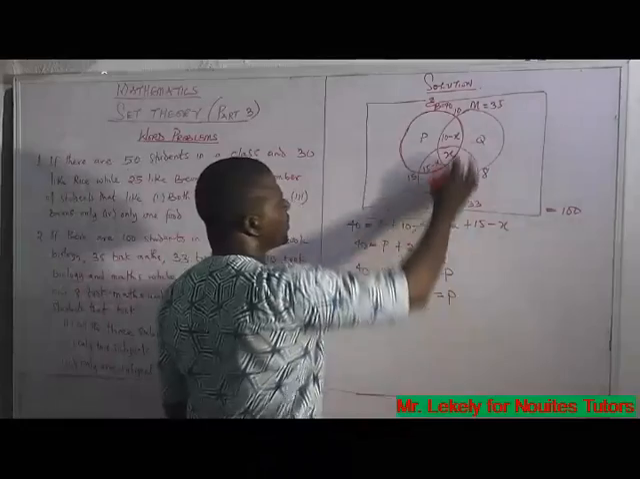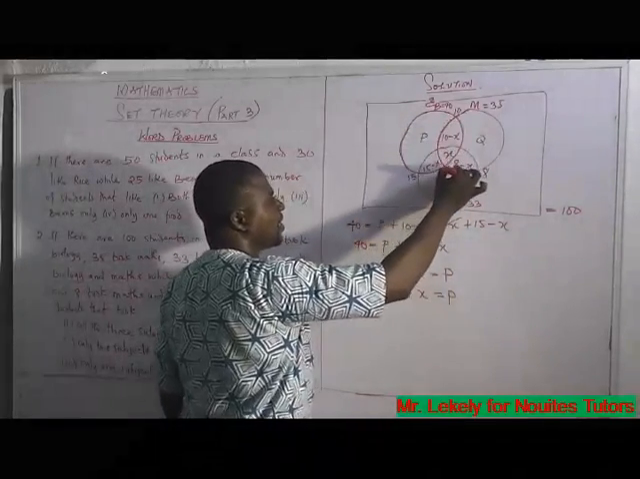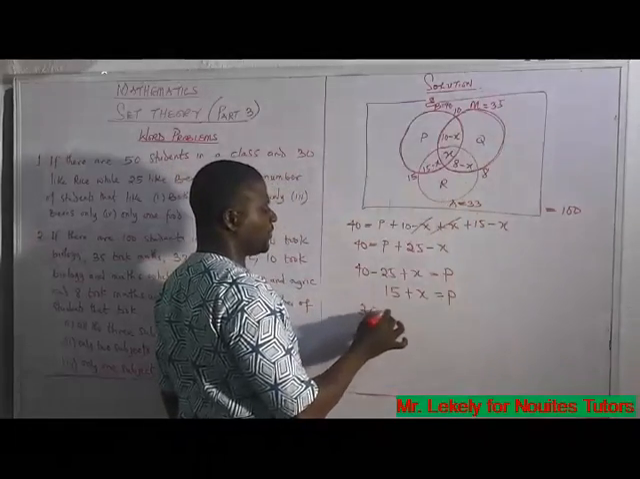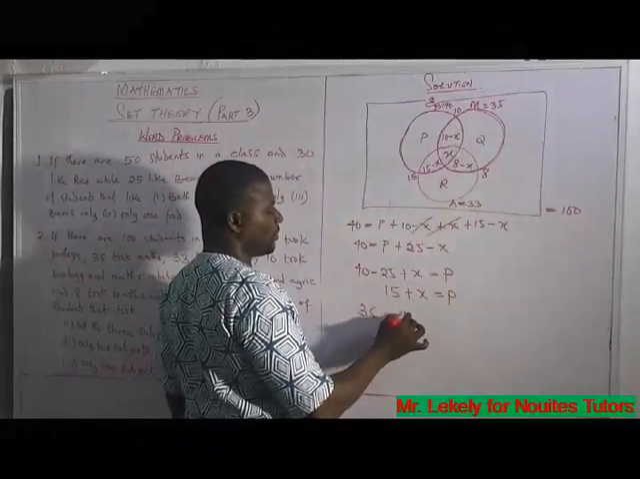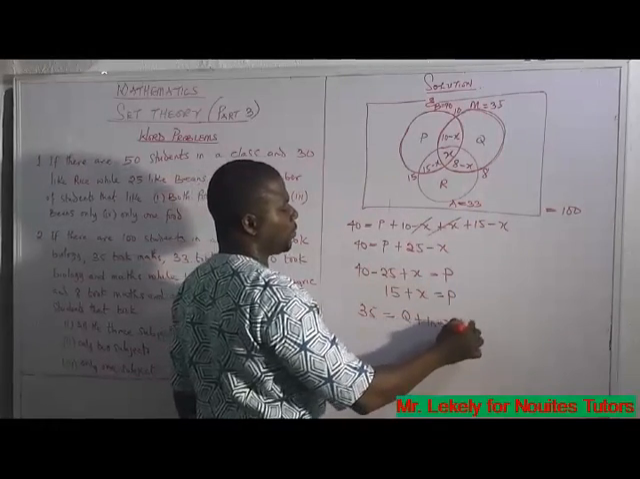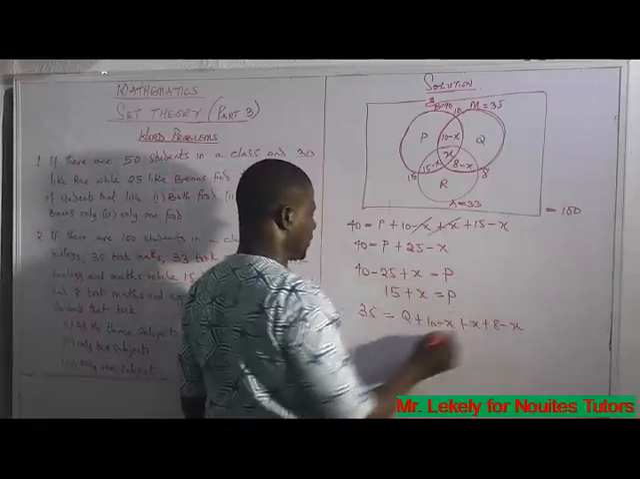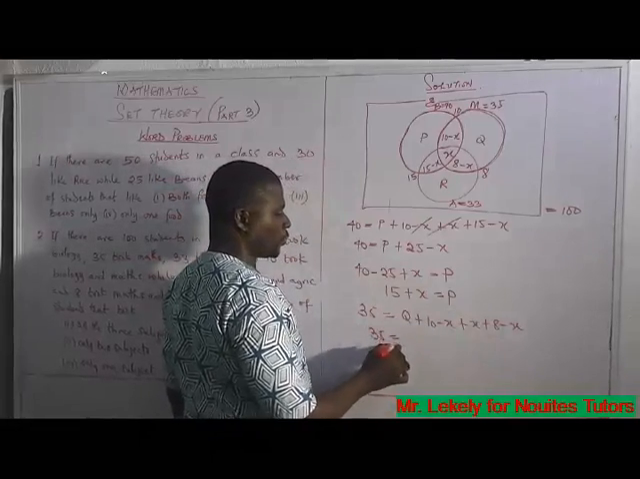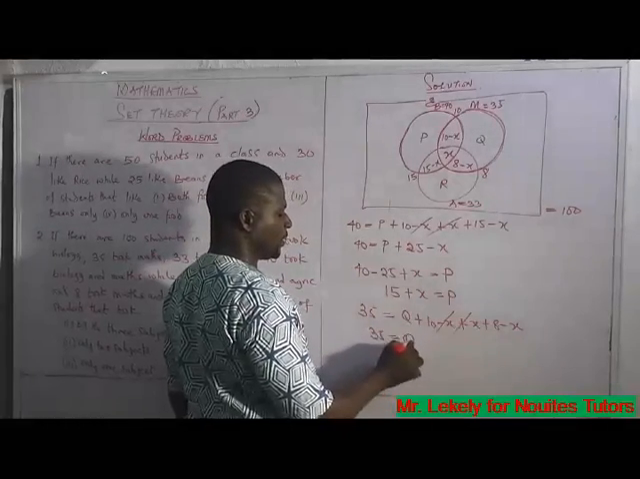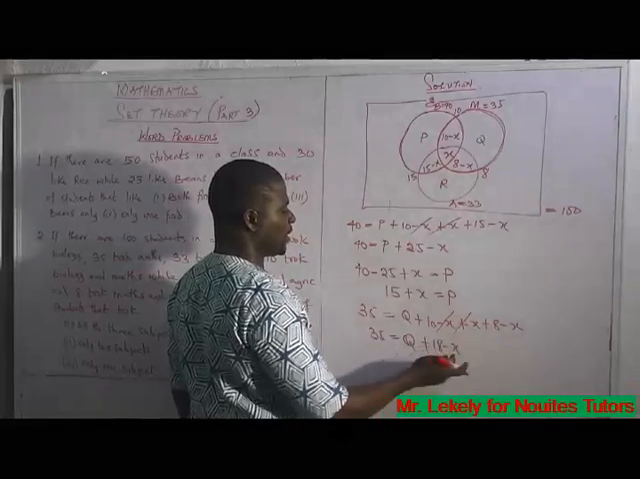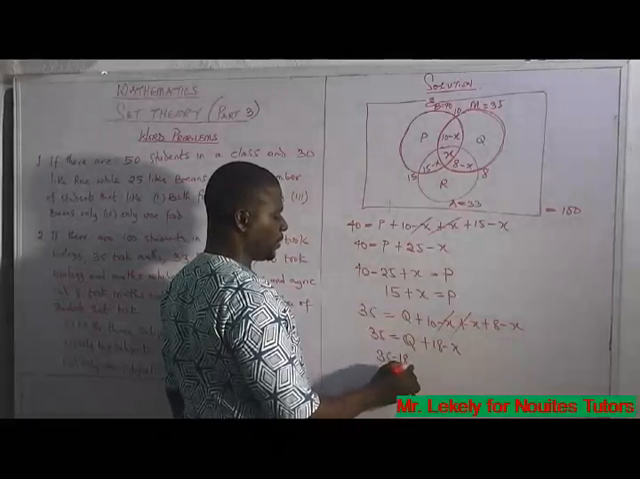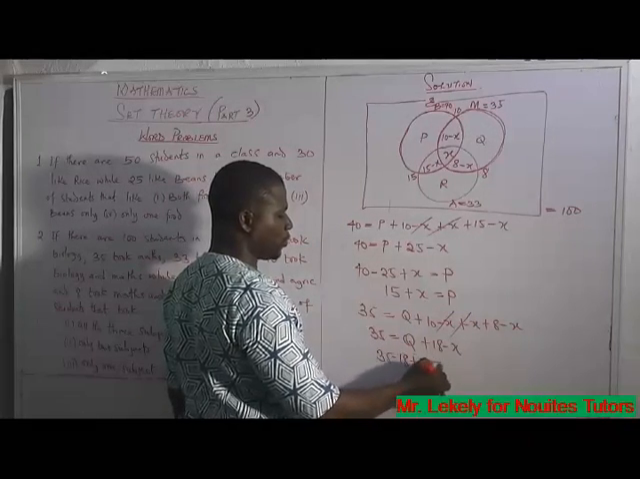Okay? Let's do the same thing for the circle of maths. If you trace the circle of maths, the whole of the circle is 35. So I can say 35 is equal to 10 minus Q plus 10 minus X plus X plus 8 minus X. So 35 equals, minus X will cancel plus X, 10 plus 8 is 18, so Q plus 18 minus X. Bring these two here. So you have 35 minus 18 plus X equals Q.